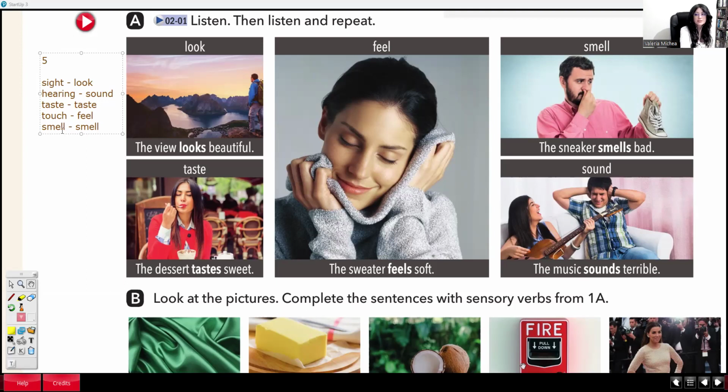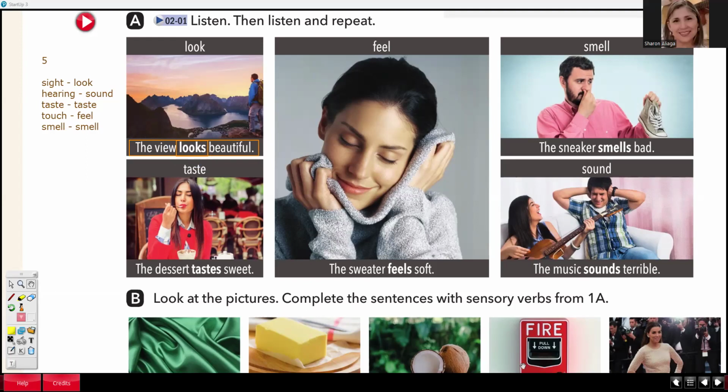Here we are going to have a look at some examples. So for example, if you are looking at something and you want to describe it, you can say, the view looks beautiful. If you say that in Spanish, it sounds weird because you would be using the same word twice. But in English, it sounds perfect. The view looks beautiful. So what does look mean in Spanish? Se ve. There you go. Thank you, Sharon. Se ve.